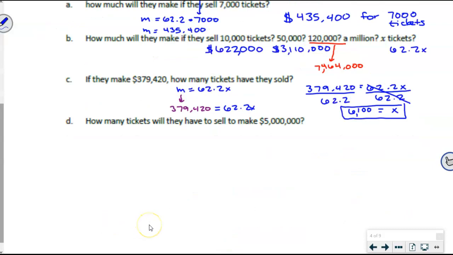How many tickets will they have to sell in order to make $5 million? So same concept, only again, I'm not giving you the X, the number of tickets. That's the question that I'm asking. Go ahead, Grant.